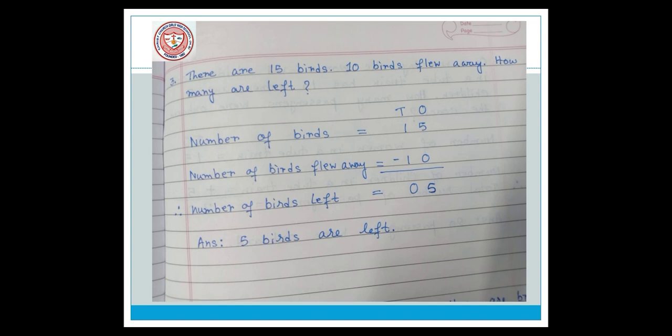Number 3. There are 15 birds. 10 birds flew away. How many are left? Number of birds 15. Number of birds flew away 10. So, 15 minus 10 equal to 5. Therefore, number of birds left 5, and the answer is 5 birds are left.